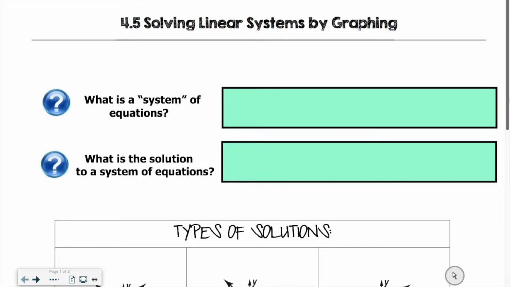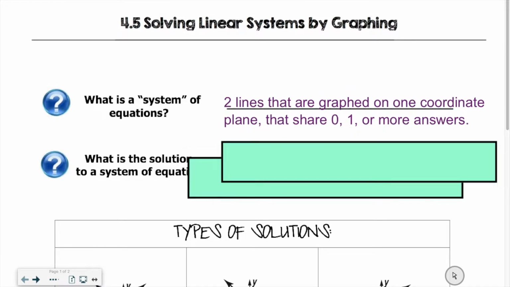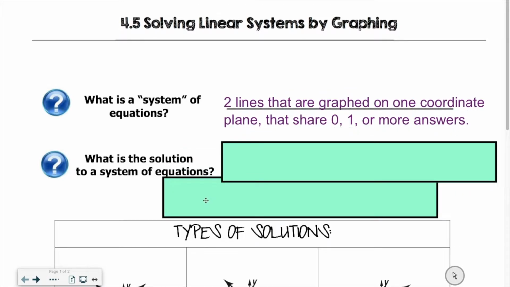So let's get started. The first question is, what is a system of equations? The definition is two lines that are graphed on one coordinate plane that share either 0, which is none, one, or more answers. It depends on the type of lines that you're graphing, but they'll have either no answers that are the same, at least one, or maybe more, and I'll show you what that means.